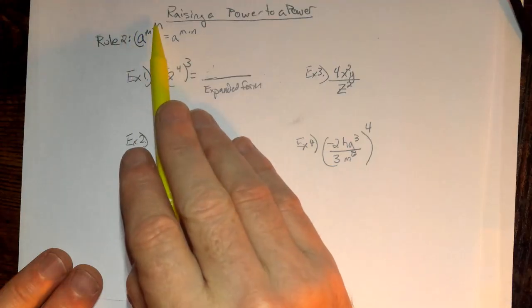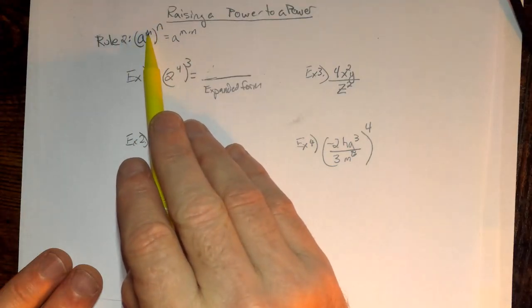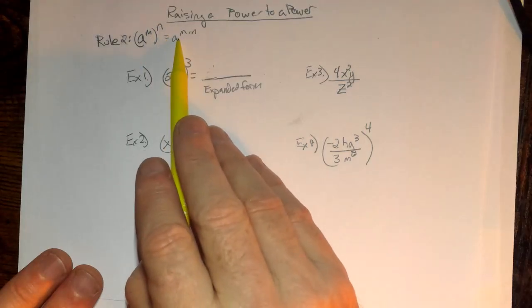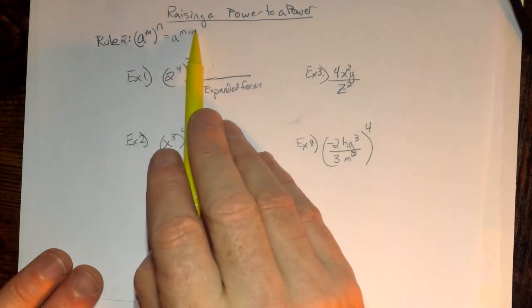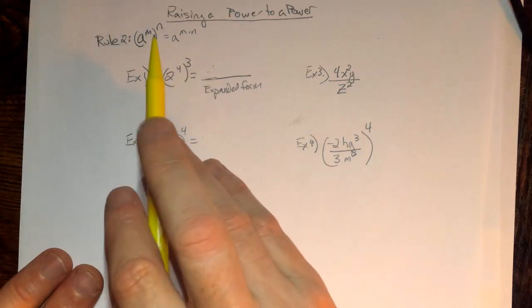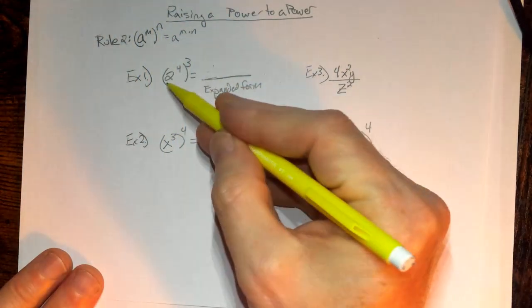Then outside of the parentheses, we have another exponent n, so it's a to the m power raised to the n power, and that will equal... The rule tells us that we can multiply these two, which makes sense if you remember the distributive property from way back when. So let's look at the rule.